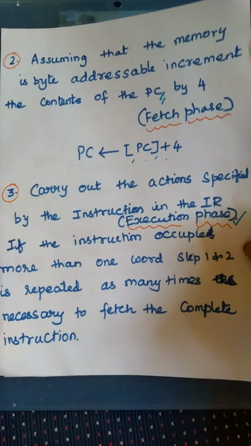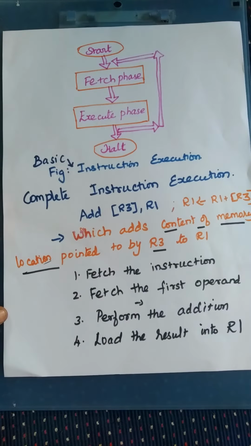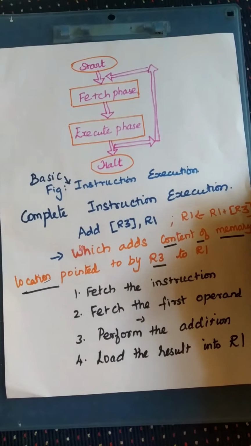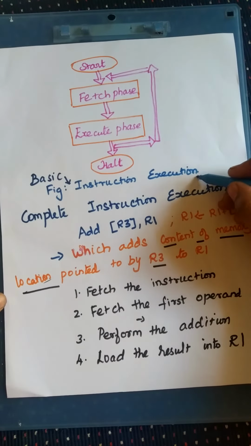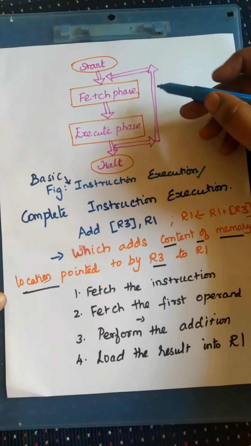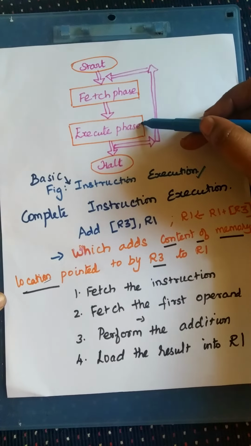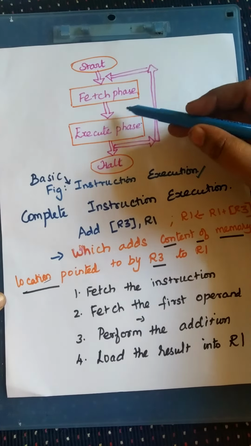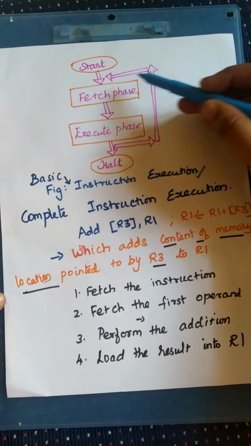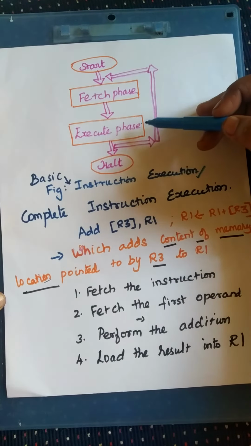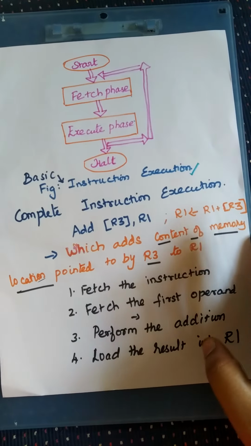We categorize them as the fetch phase and the execution phase. The pictorial representation of basic instruction execution in flowchart form is: start, fetch phase, execute phase, and continue for every instruction inside the program. So we'll see an example.